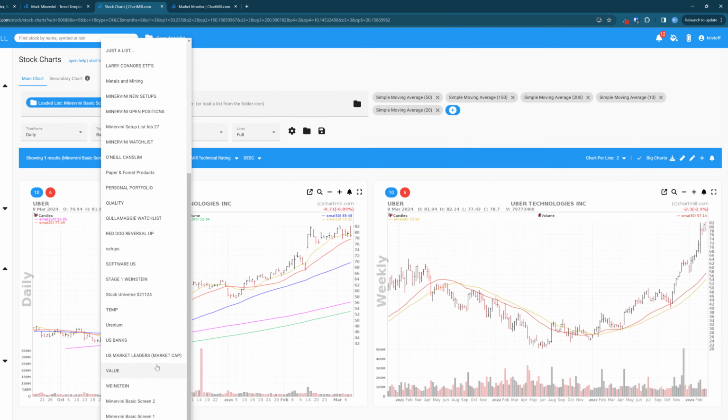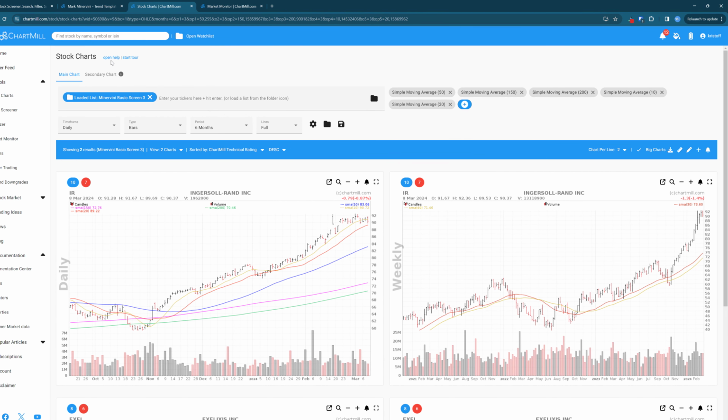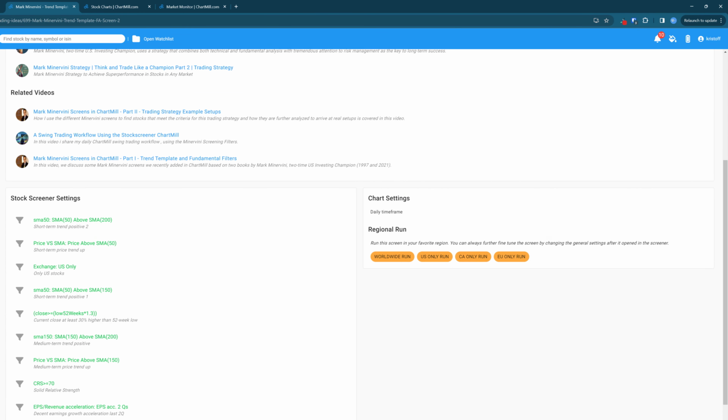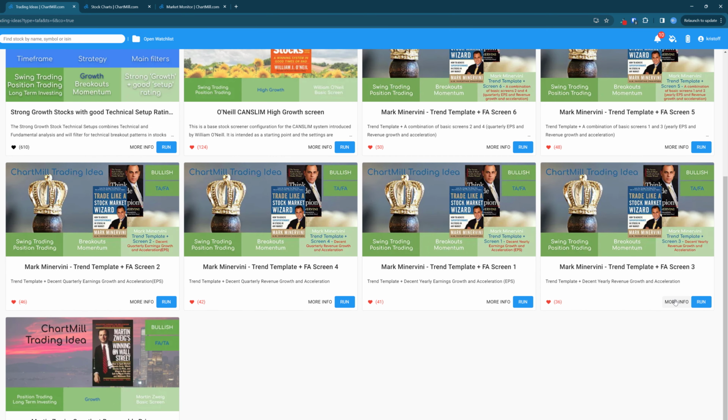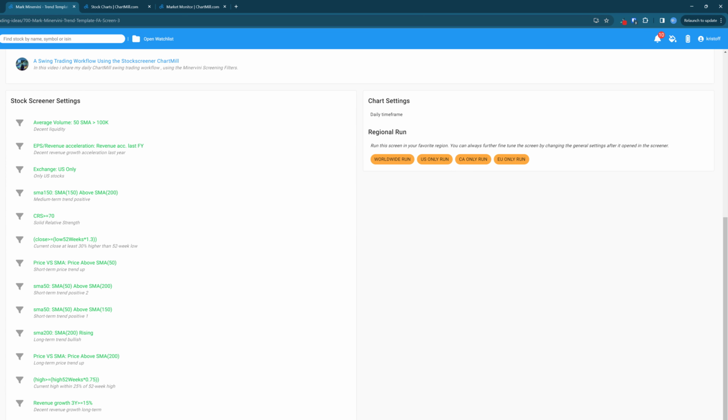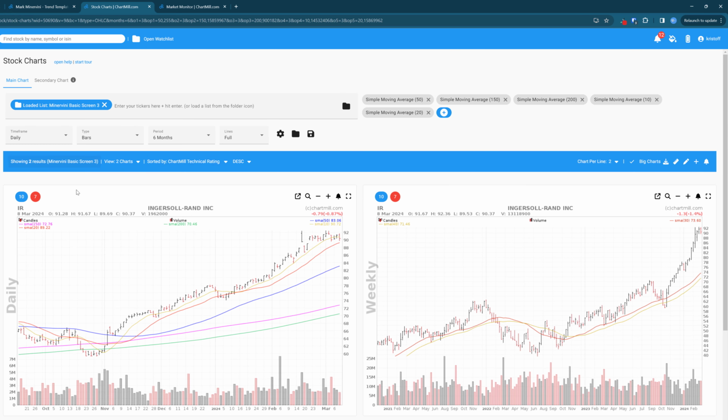Then screen number 3. So screen number 3 focuses, let's have a look on more info. So revenue growth on the long term, an average over 3 years at least 15%, and then revenue acceleration at least the last year. So only 2 results. Again, IR, and it already showed up in the first screen.